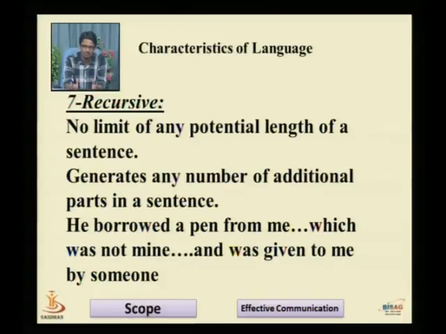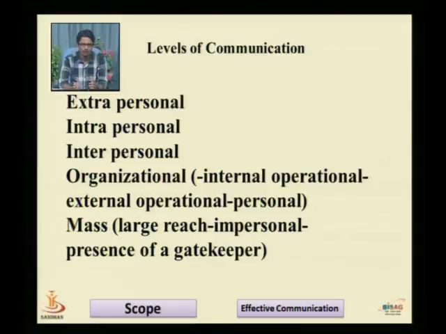So the length of the sentence depends on the way you want to use it, what kind of things you want to convey, right? So it has no prescribed limit for sentence structures. So that is why we can say language is recursive. Fine, moving ahead with levels of communication.